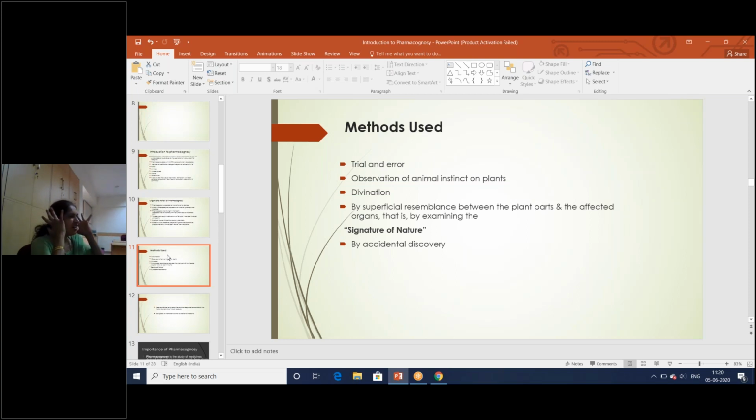With aromatherapy, it gives a divine feeling and calms down your central nervous system. It does not excite, it calms down. So you feel good and relaxed in the temple, and you take tirtha, which aids digestion. If digestion is good for a human being, you are good in everything. If there is a problem with the digestive system, you always think there is a problem in me and my health is not good. So to correct digestive disorders, they started giving tirtha which contains ocimum or karpur. That's how we started correcting by the superficial resemblance between plant parts and the affected organs, that is, by examining the signature of nature.